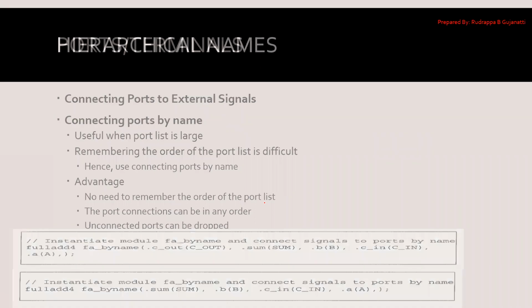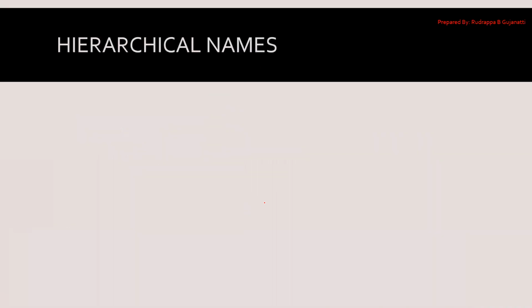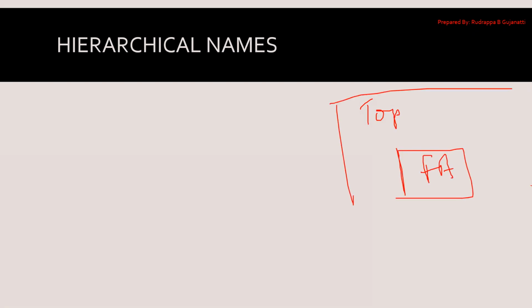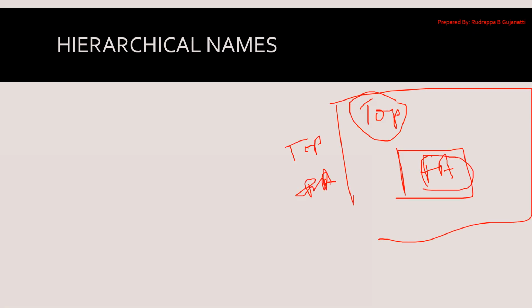Okay. So the last concept we have is hierarchical names. What is meant by hierarchical names? In simple terms, we had top, and then we had a full adder. If you look at the hierarchy, this is at the lower level, this is at the higher level. So I write it as top and full adder. This is the higher level of hierarchy, this is the lower level of hierarchy.